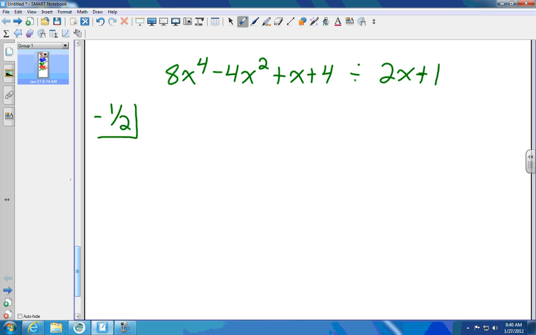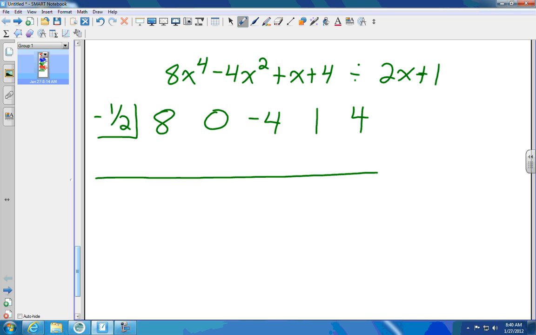And we should have 4, 3, 2, 1, none. Which one's missing? 3 again. So we have 8, 0, -4, 1, and 4. Draw our line. And we're ready to go. So we bring down the 8. Half of 8 is 4, and since it's negative, it would be -4.